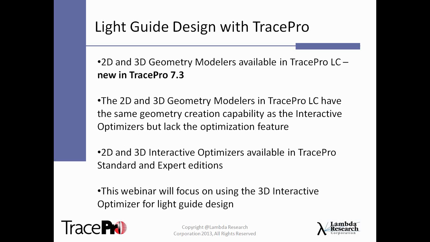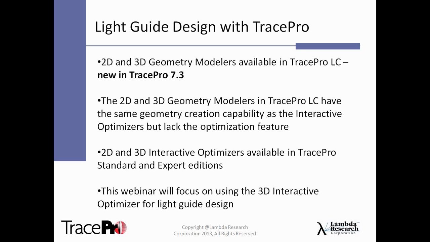The 2D and 3D geometry modelers. Now this is something new that we've added into our TracePro LC version, starting with the new TracePro 7.3 release. We've added 2D and 3D geometry modelers. Now these geometry modelers in TracePro LC have the same geometry creation capability as our current interactive optimizers, the 2D and 3D interactive optimizers, but they just lack the optimization feature. So any geometry that we can create that we'll show during today's webinar can also be done in TracePro LC now with the 7.3 release, but you just won't be able to do the automatic optimization.